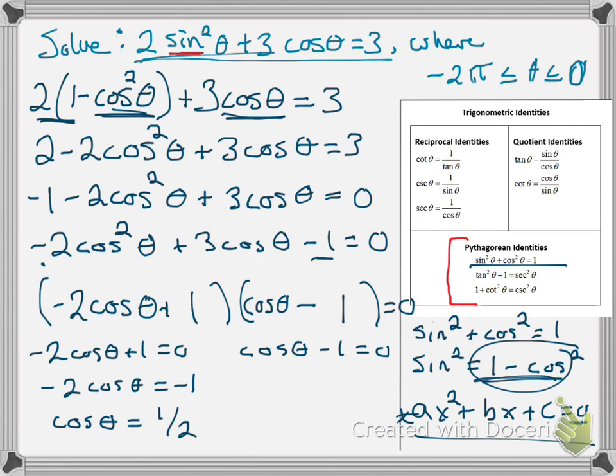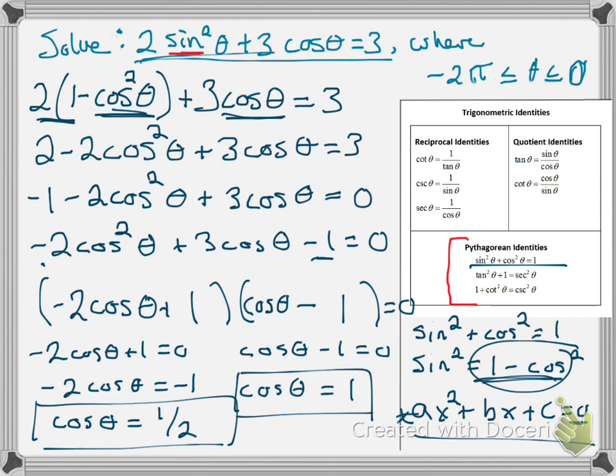Alright, let's solve the other one. Cosine theta must equal 1. So these are our two ending points from that equation. Now, our end goal is to figure out what theta is. So this is where this interval piece comes in, and I'm going to take us over to a unit circle on the next page here.